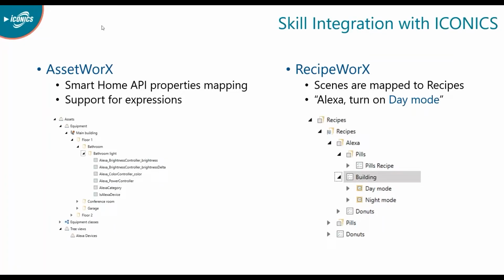And so with smart home skill integration with Iconics, through AssetWorks, we can define, basically organize the devices that you're going to be controlling, like, for example, light controllers. So we can organize it in terms of what building you're in, what floor you're in, what room you're in, and then what devices are in that room, and what you can control about those devices, whether it's, for example, with lights, the brightness, the on-off state. Some lights you can even adjust the color.